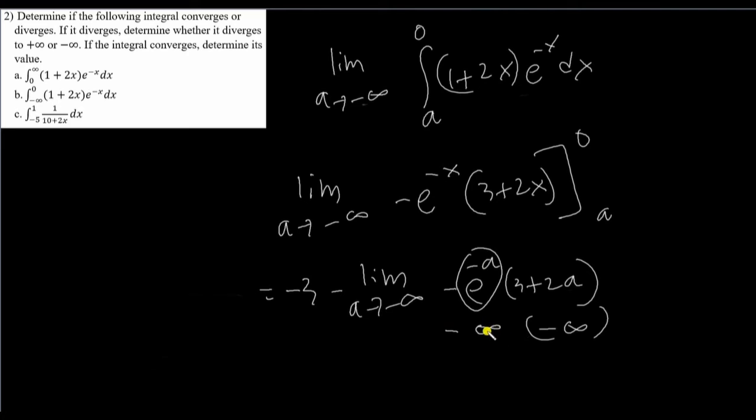And then this is going to be negative. So the negative and this negative are going to cancel. And we're going to get infinity times infinity, which is infinity. So this limit is equal to infinity. So it's negative 3 minus infinity, which is negative infinity. So the integral diverges, and it diverges to negative infinity.